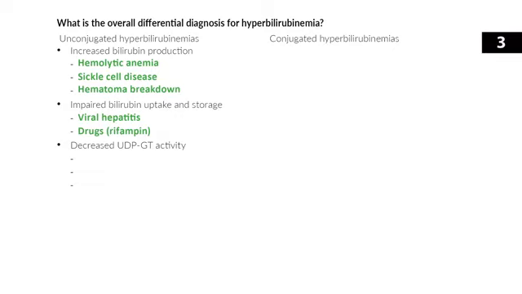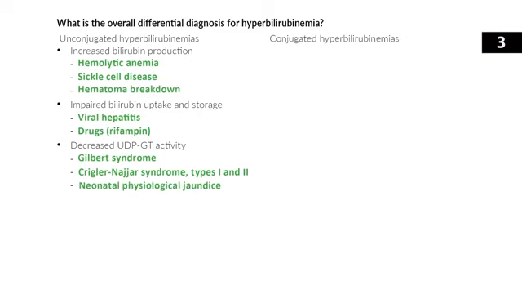Then our last group of disorders are the diseases where you have decreased UDP-GT enzyme activity. We talked about this in the first lecture of the series. We saw this with Gilbert syndrome, with Crigler-Najjar syndromes type 1 and 2, and also with neonatal physiologic jaundice.